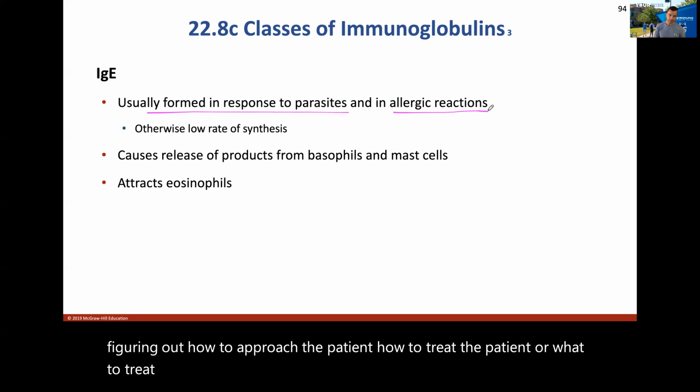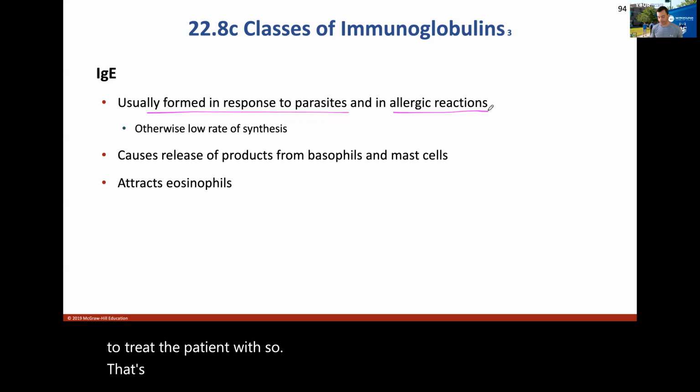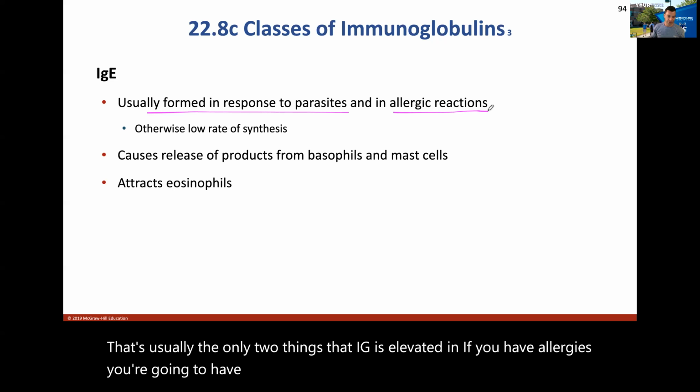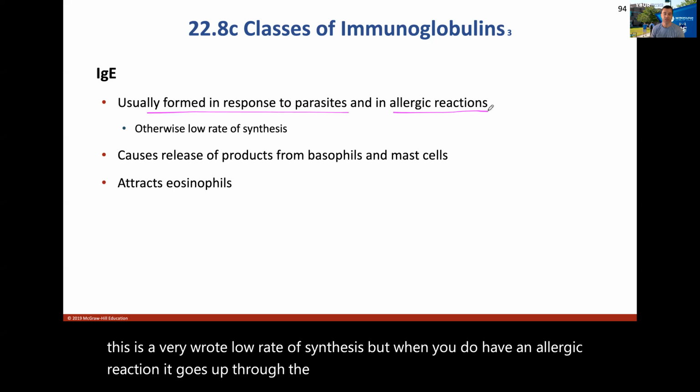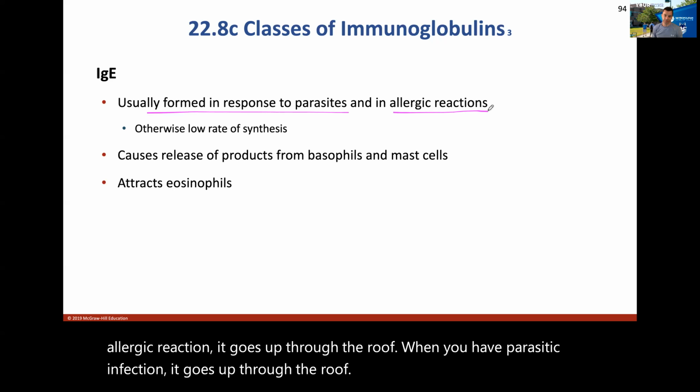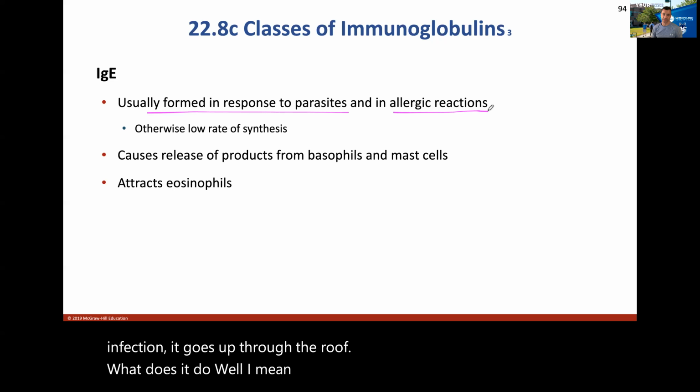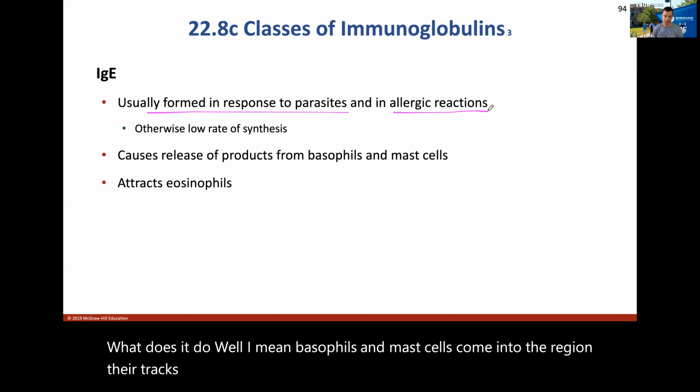So that's usually the only two things that IgE is elevated in. If you have allergies, you're going to have elevated IgE, or if you have a parasitic infection. Usually it has a very low rate of synthesis. But when you have an allergic reaction, it goes through the roof. When you have a parasitic infection, it goes through the roof. What does it do? Well, basophils and mast cells come into the region. It attracts eosinophils. Eosinophils are elevated with parasitic infections. Hopefully you can remember that one as well.